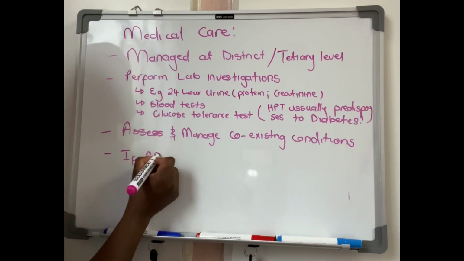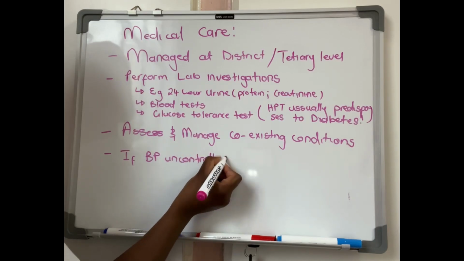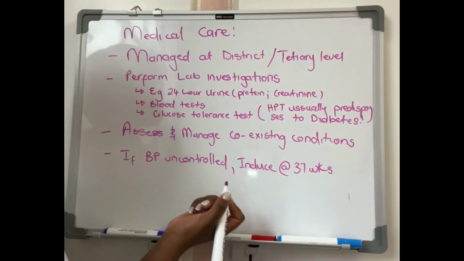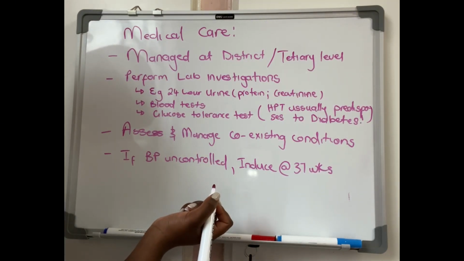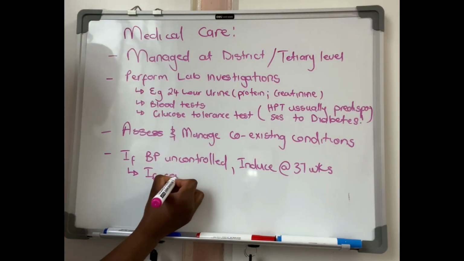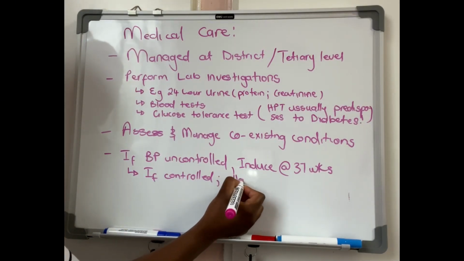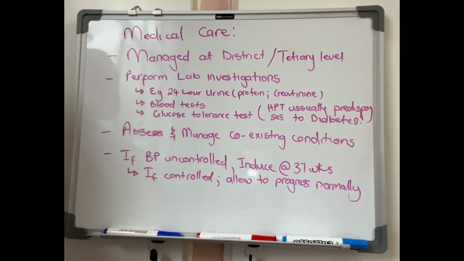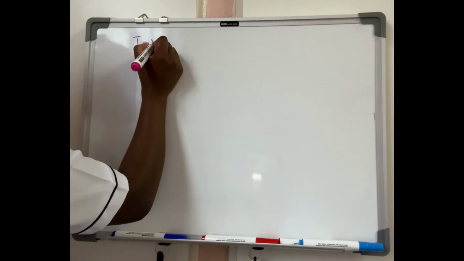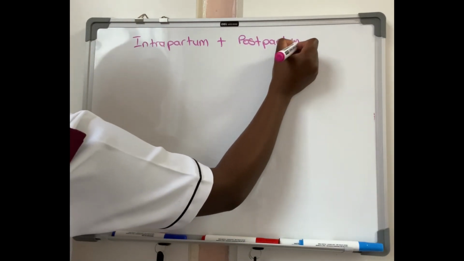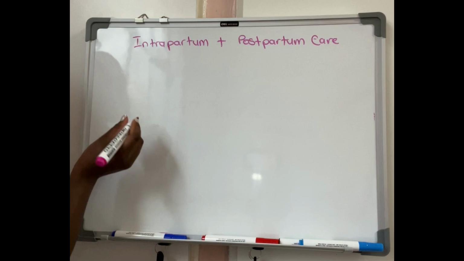Then we also have to assess and manage coexisting conditions, not only treat the hypertension, but also treat other coexisting conditions because they can also worsen the hypertension. If the blood pressure is uncontrolled, usually pregnancy is induced at 37 weeks. What I mean about induced, it means that we will have a medical way of making sure that the woman goes into labor. This is sometimes done even earlier than 37 weeks, especially if the blood pressure is uncontrolled. If the blood pressure is controlled, we normally allow labor to progress as it normally would.